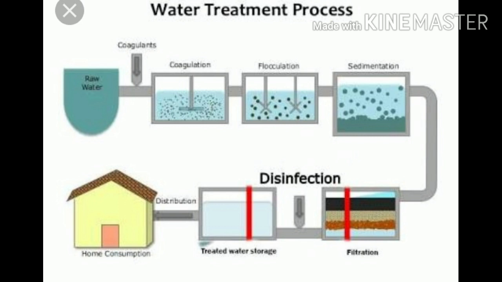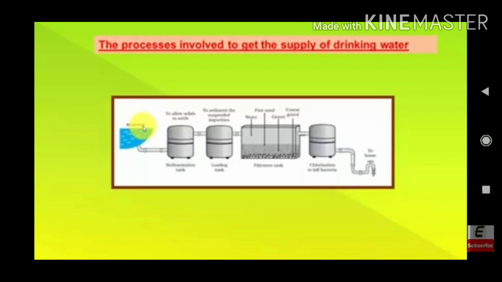Then the water is passed through the filtration tank, which is packed with fine sand, gravel and coarse gravel. The water is filtered here, and this filtered water again passes through another tank called a chlorination tank, where chlorine is used to kill the bacteria. Then this water is sent to the houses where it can be used. So this is how water is purified before sending it to the various houses.